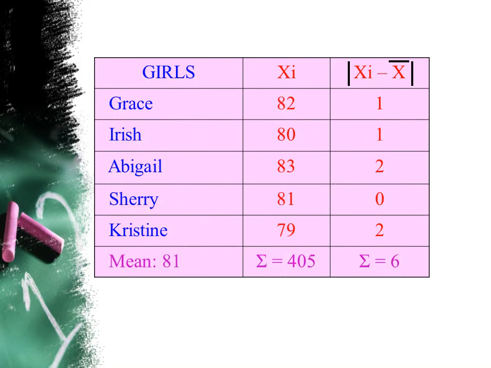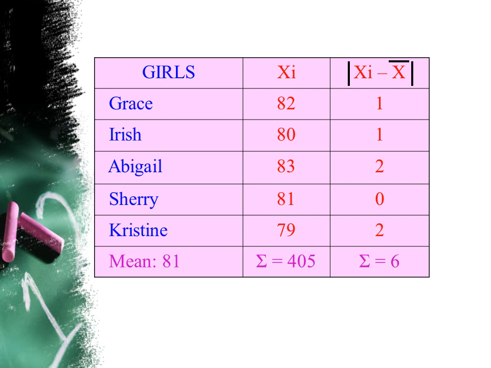For the group of the girls, we have 82 minus 81. They have the same mean, diba? So, 82 minus 81, that's 1. 80 minus 81 is negative 1. Absolute value of that is positive 1. And so on and so forth. So we got the values 1, 1, 2, 0, and 2.